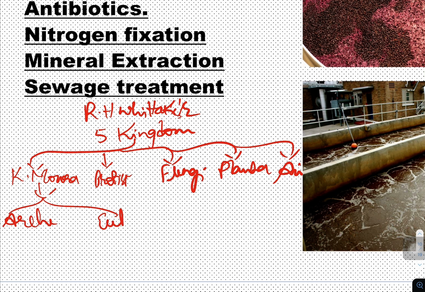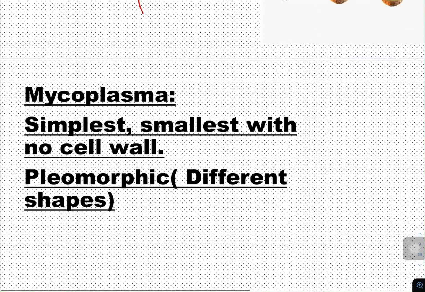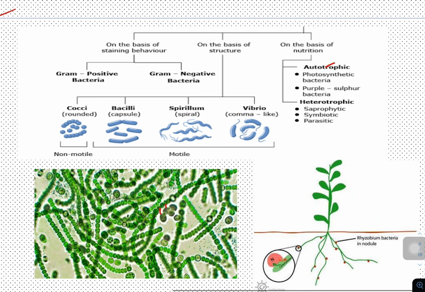Archaebacteria and Eubacteria. Under Archaebacteria: methanogens, halophiles, thermoacidophiles. Under Eubacteria: photosynthetic bacteria, parasitic bacteria, autotrophic bacteria, heterotrophic bacteria, and this is based upon their nutrition.